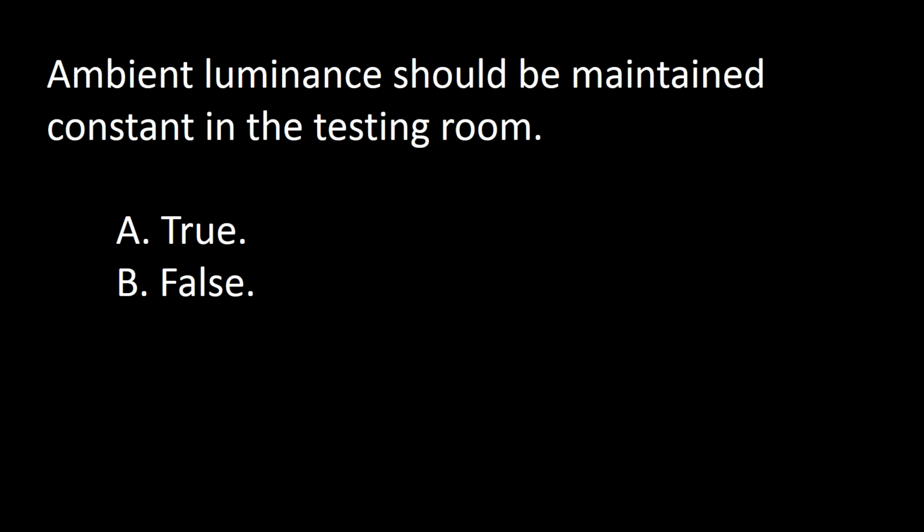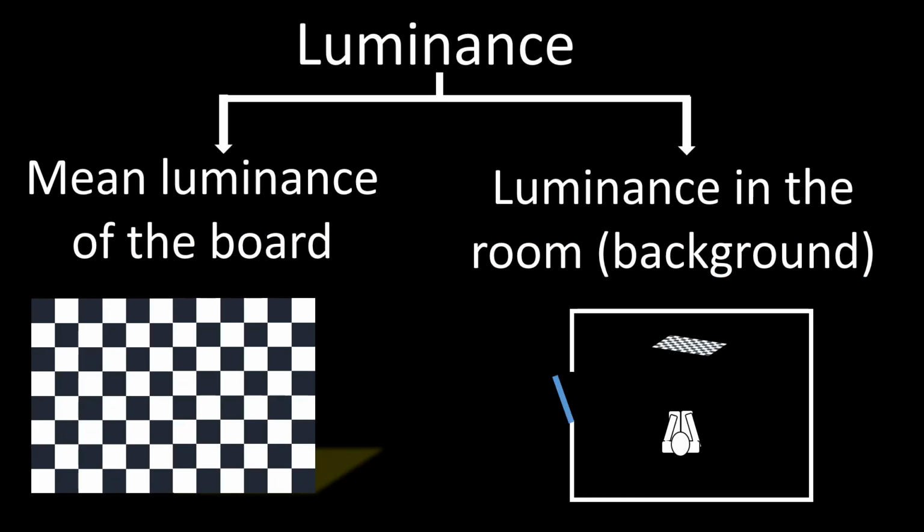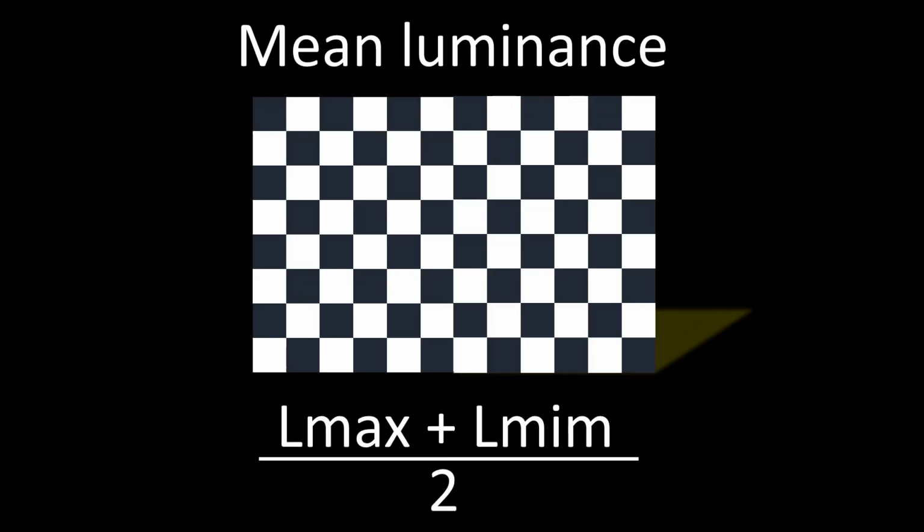Next question. Ambient luminance should be maintained constant in the testing room. A, true, B, false. This question addresses luminance. Luminance refers to the amount of light produced by the board and the light present in the room where the exam is being conducted. The mean luminance of the board is calculated by measuring with a photometer the maximal and the minimal light output at the center and at the periphery of the board, adding them and dividing them by 2.